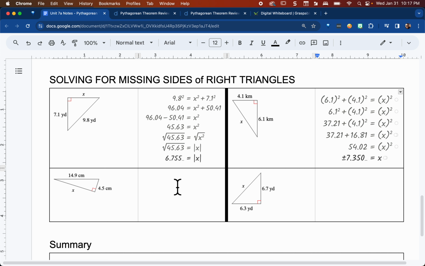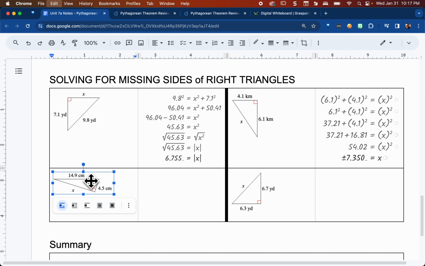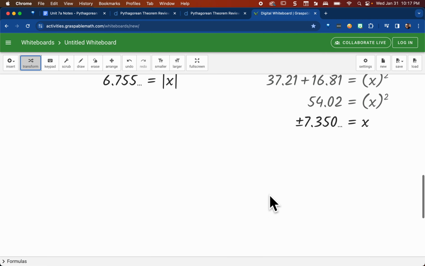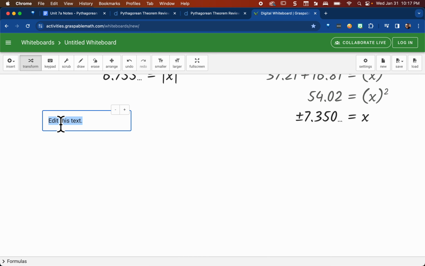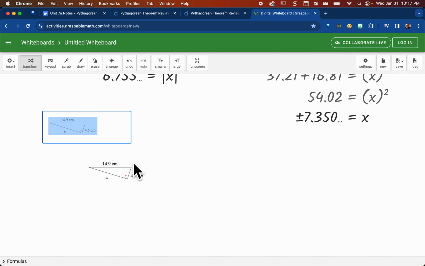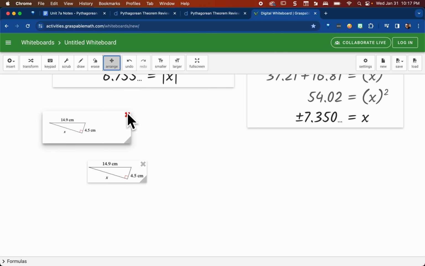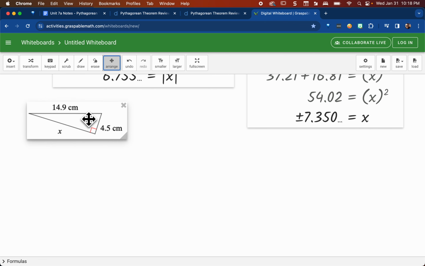And then let's see what we can do to fill in these last two. Okay, this next one's going to be a little bit different. Let's see why. Insert a text box. When I look at this, I can make it a little bit bigger for us to see. There we go.